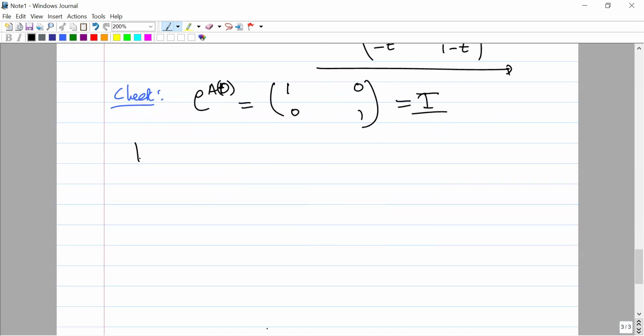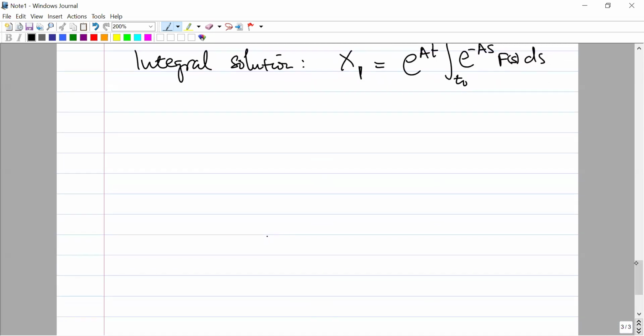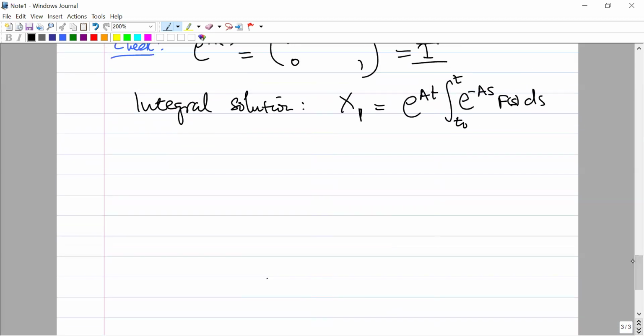integral solution. The integral solution has xp equal to e to the power at, the integral from t naught to t, e to the power minus as, f of s ds. Now, we may assume without loss of generality that x of 0 is equal to c, something like that.